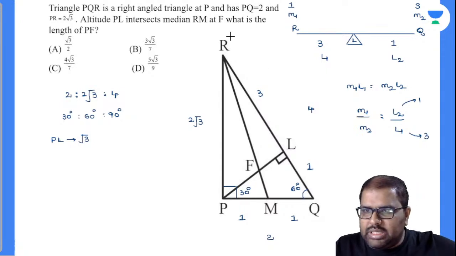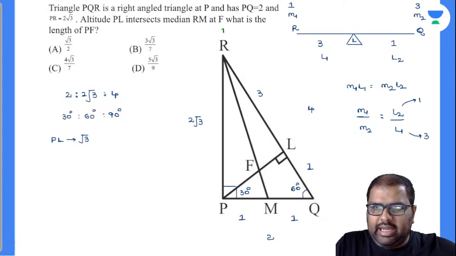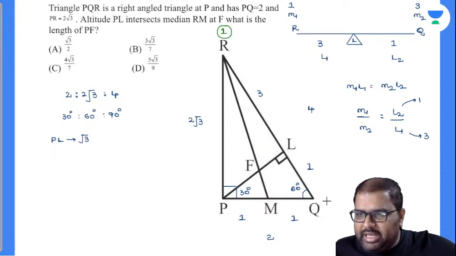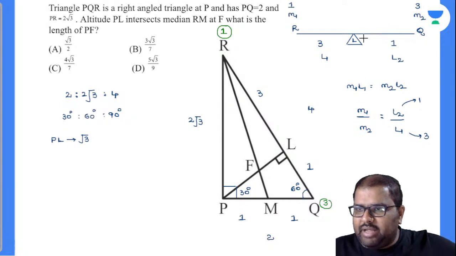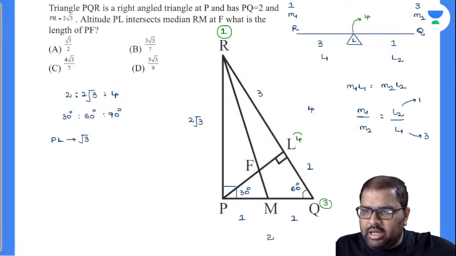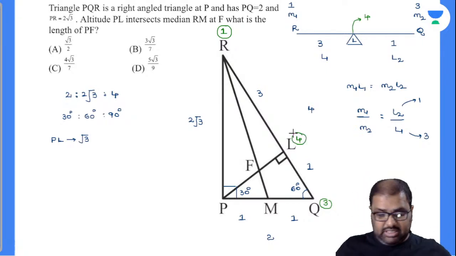Yes. And you closely observe there at R. How much weight did you keep there? 1. I'll write the weights down in red ink. R, 1. How much weight did you keep at Q? 3. Now what will be the center pivot weight value? Will it be 4? Yes. So the L value should be 4. Perfectly done.